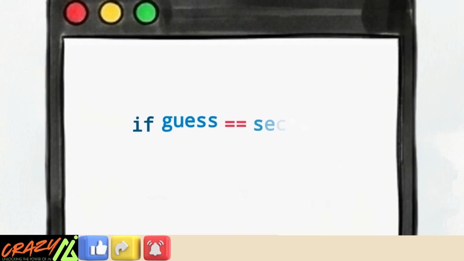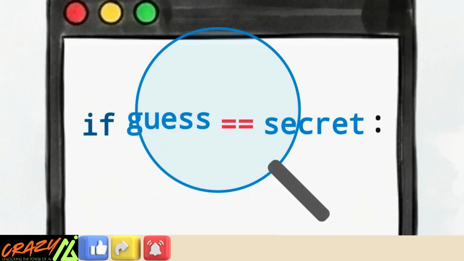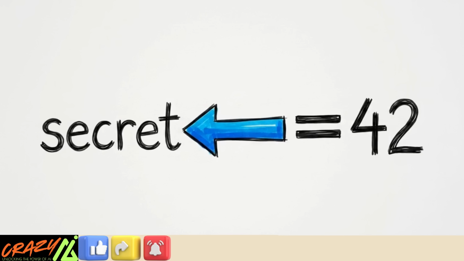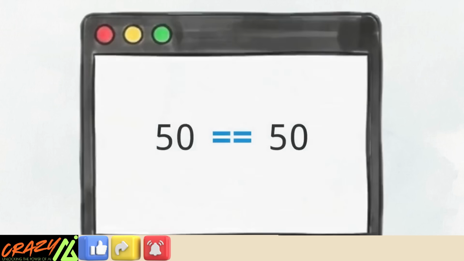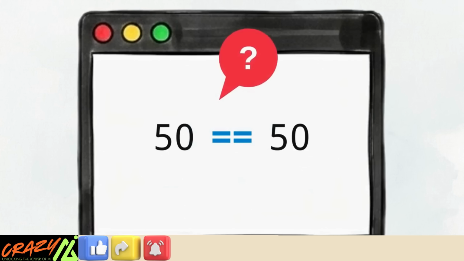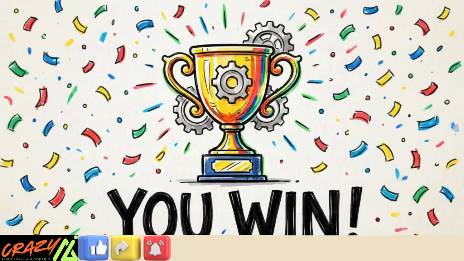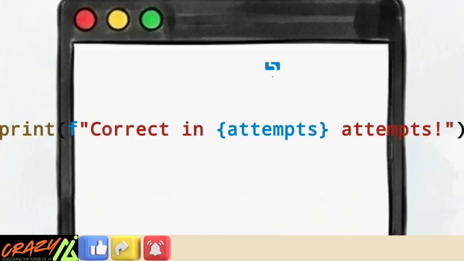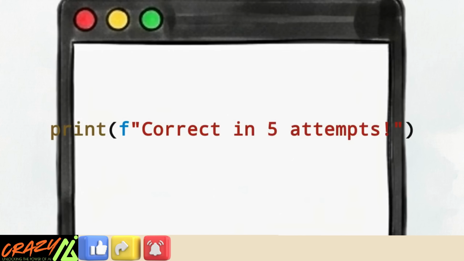We start by writing if guess equals secret to check for a perfect match. Notice the double equal sign. A single equals assigns a value to a variable, but double equals asks a question. Are these two values identical? If they match, we print our victory message. By formatting it as an F-string, we can insert our final attempts variable right into the middle of the text.